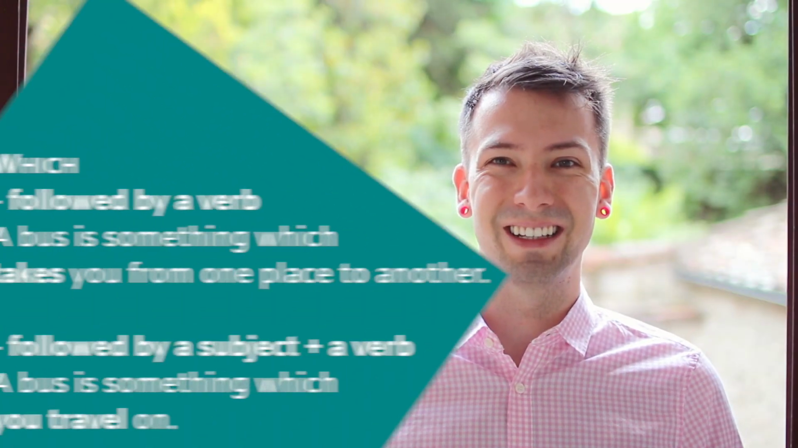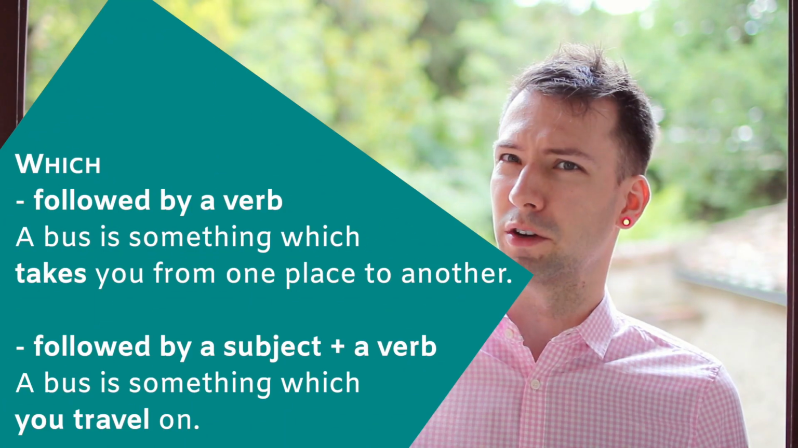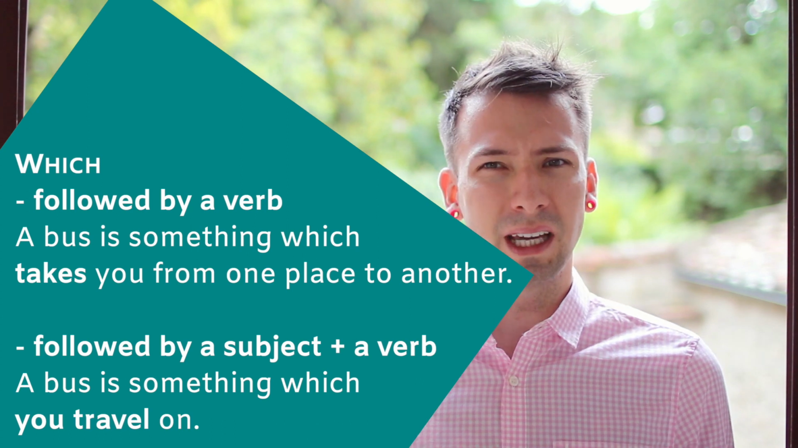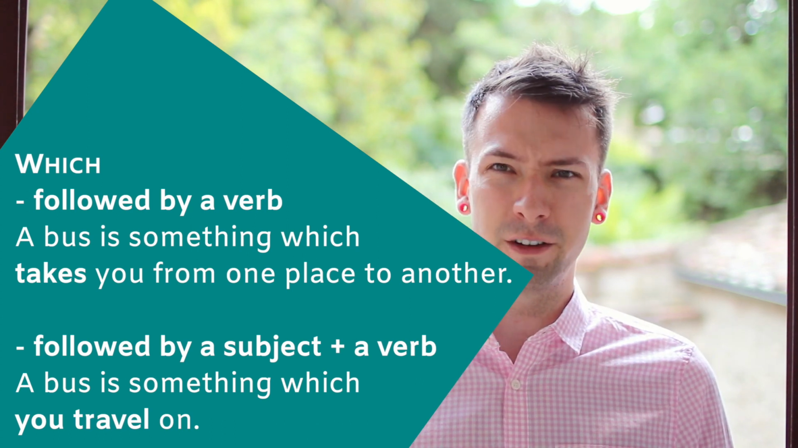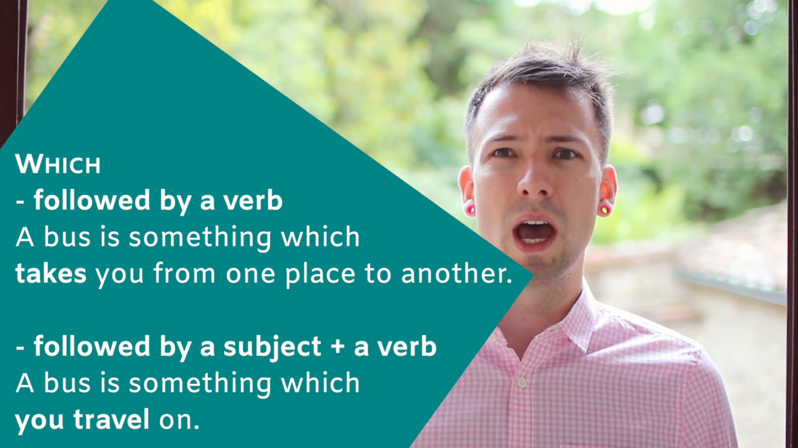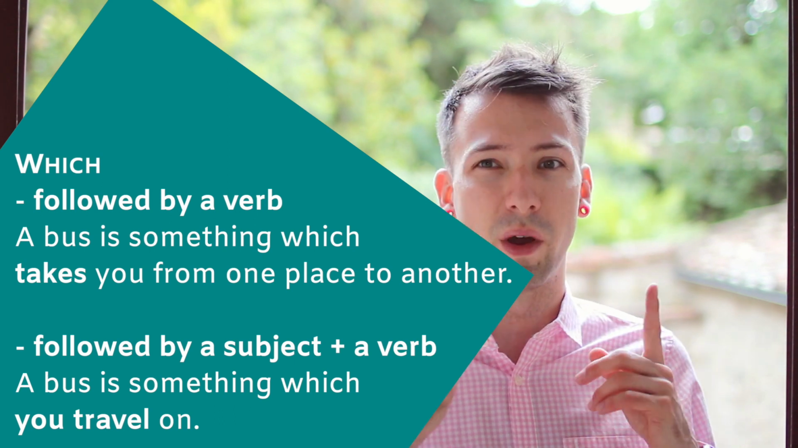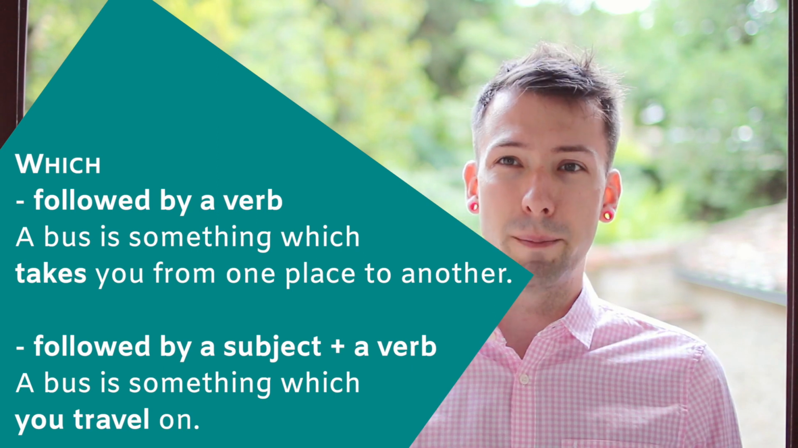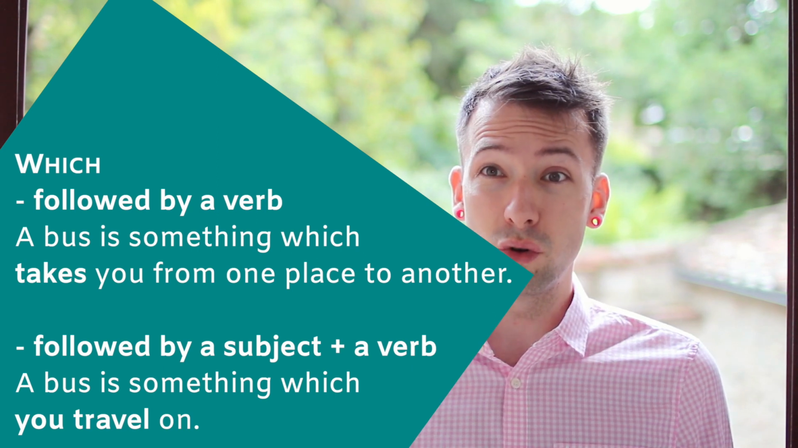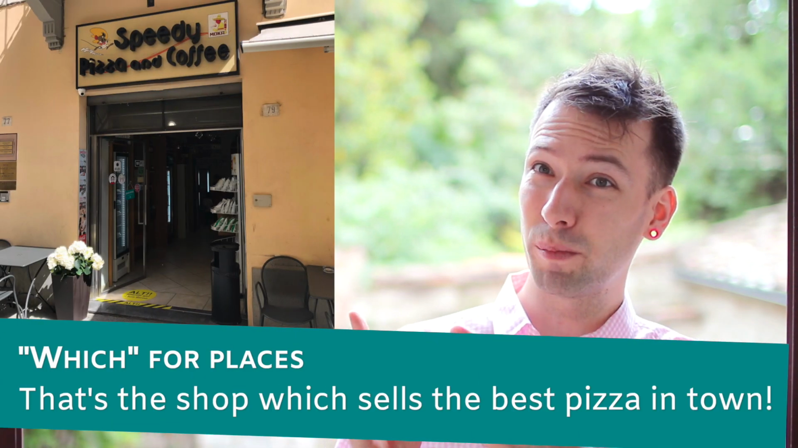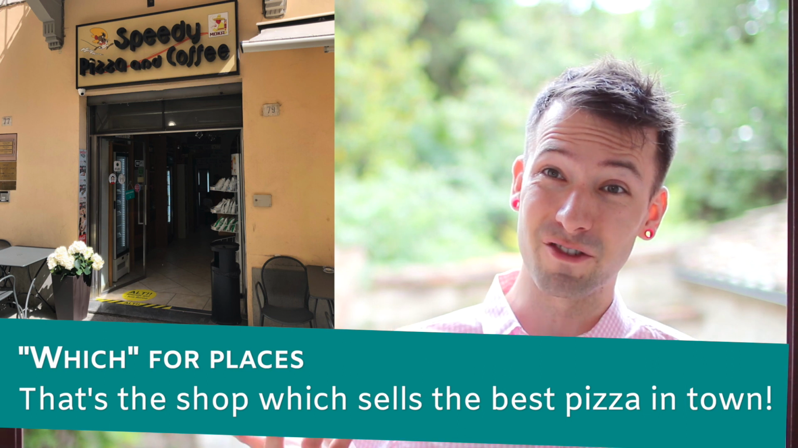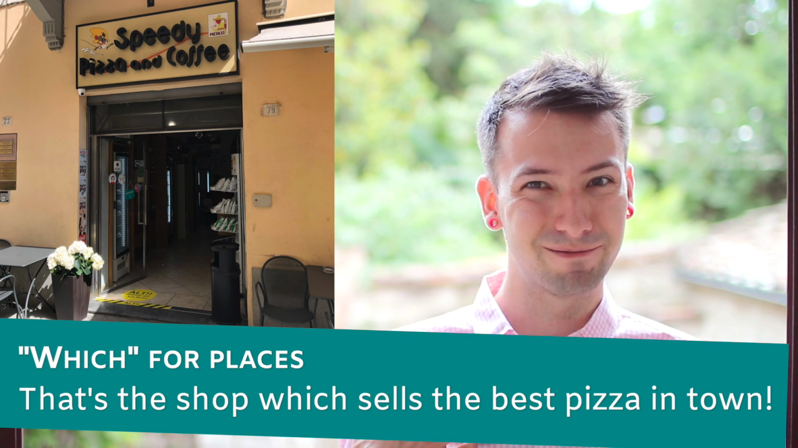Which, on the other hand, can be followed by a verb in third person, or it can be followed by a subject and a verb. For example, a bus is something which takes you from one place to another, or a bus is something which you travel on. And we can use which for places too. For example, that's the shop which sells the best pizza in town, in my opinion at least.